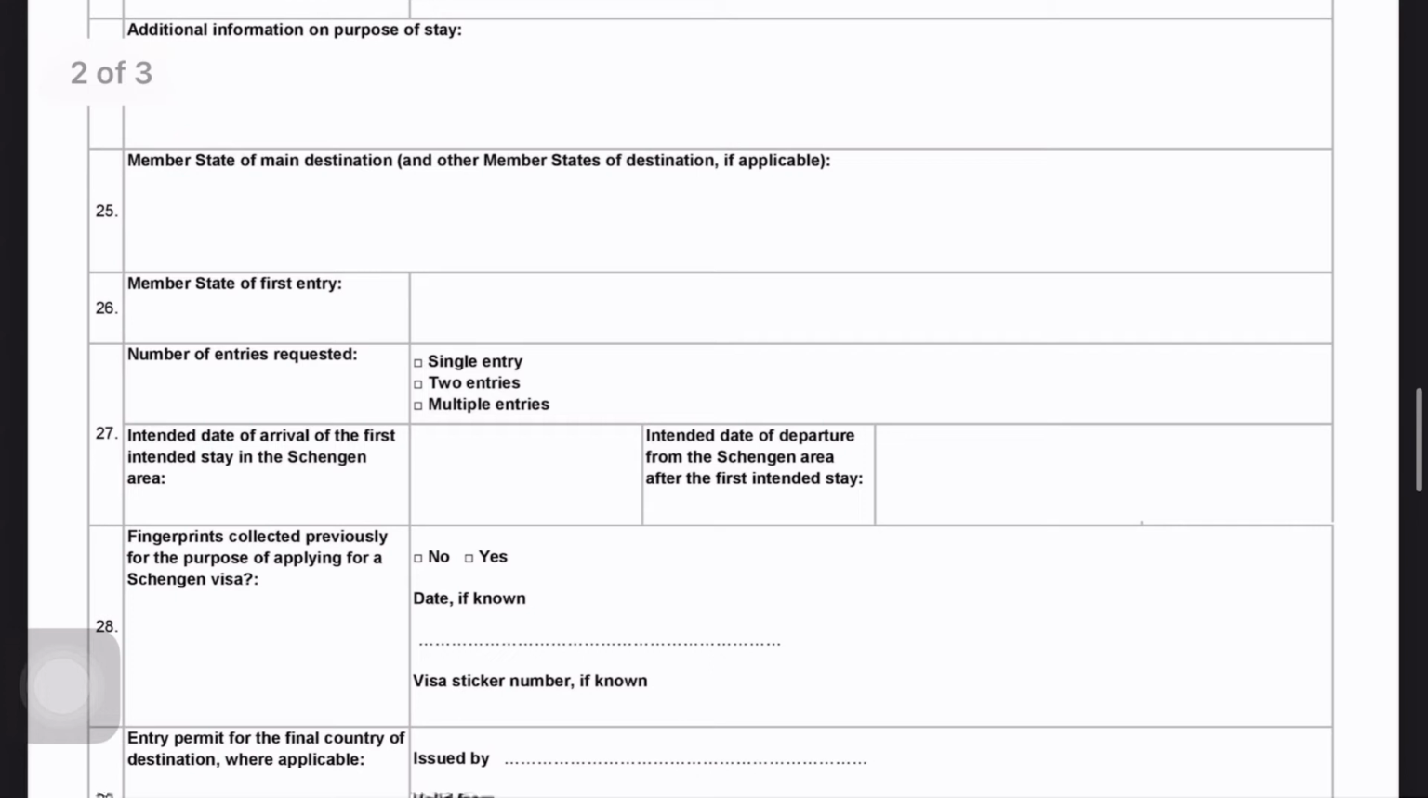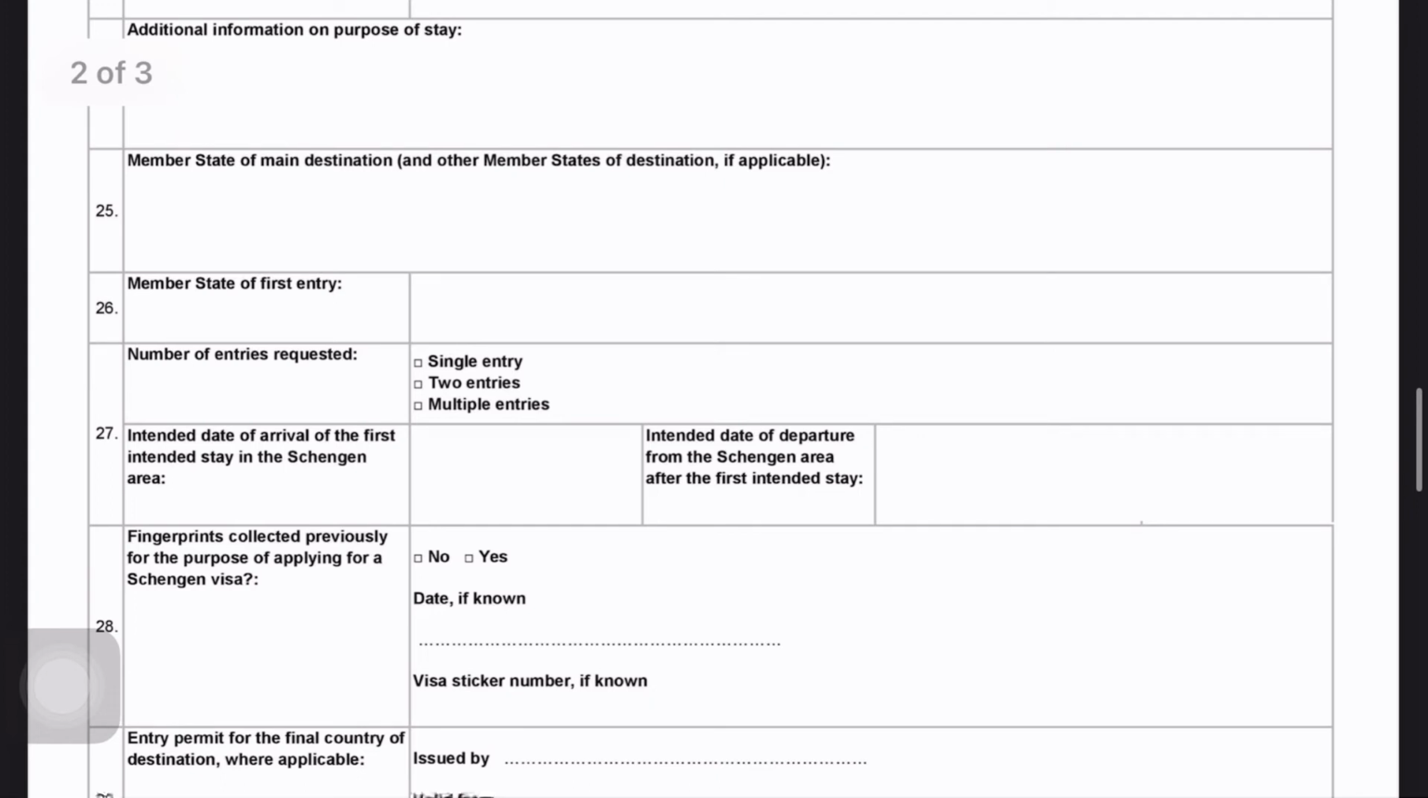Intended date of arrival for the first intended stay in the Schengen area. So here you will mention the day when you are going to arrive there. Alright. So the particular date. Intended date of departure from the Schengen area after the first stay. Alright. The second part of 22nd you can leave blank if you are going for a work permit. If you're on a tourist visa, you can write down the departure date from the Schengen area. Alright. 28th.